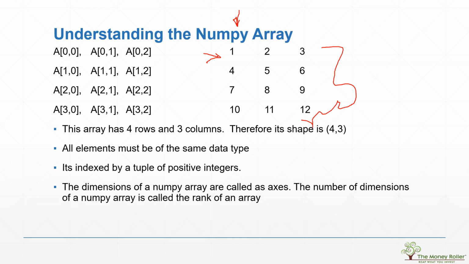Okay, so 1 2 3 4 5 6 7 8 9 10 11 12, these are your 4 rows out here. Okay, and those are your 3 columns. So this is your row 0. Okay, this is your row 1, this is your row 2, and this is your row 3. Okay, so there are 4 rows. This is your column 0, then this is your column 1, and this is your column 2.